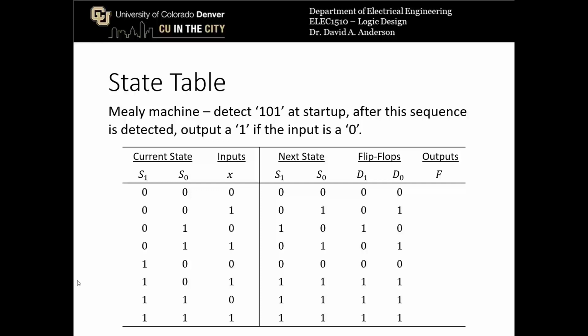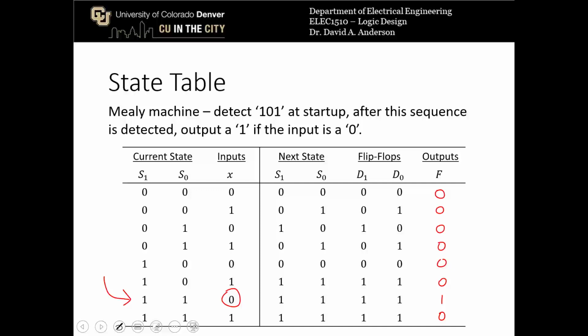I've used the same state assignments as I did for the Moore machine version, which means that if we're in state D and we detect a 0 at the input, we're going to output a 1. That means that there's only 1 in the whole column for the output, which is right here, where we're in state D. State D is 1, 1 in terms of the state variables, and our input is a 0. The rest of these rows are 0 for the output column.